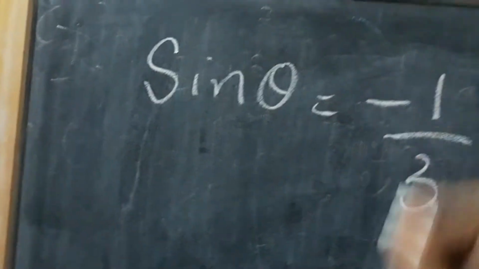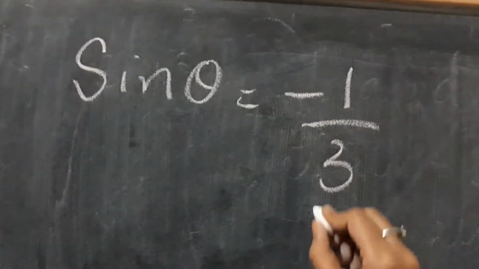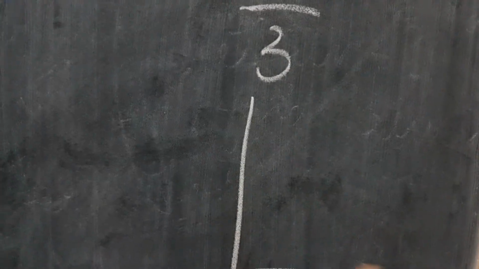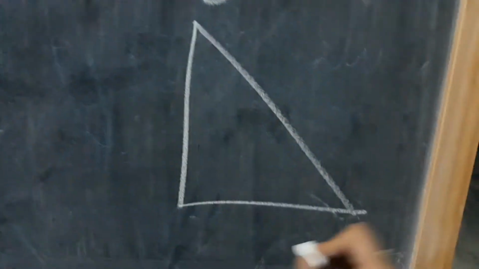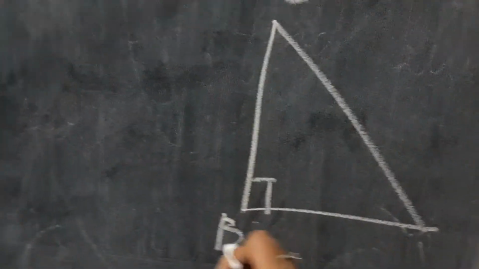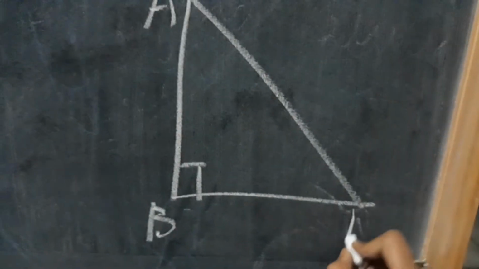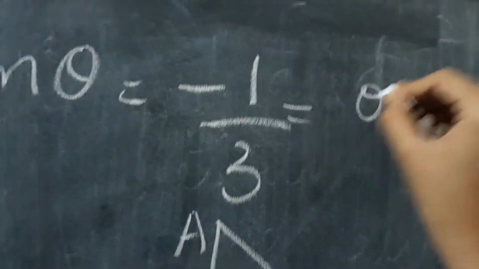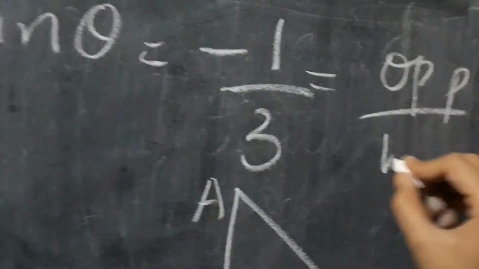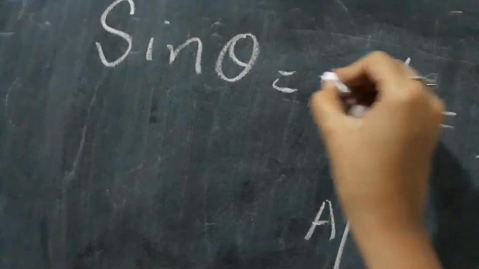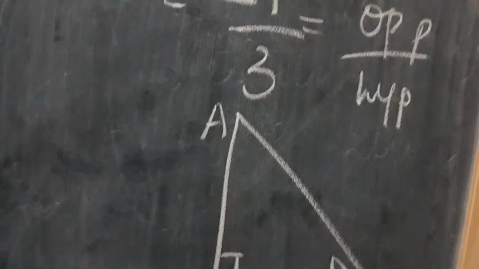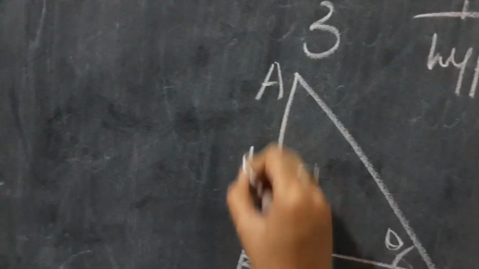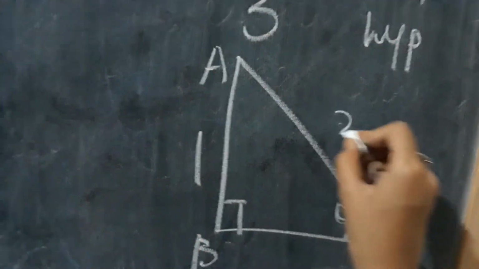That is, it is negative. Now let us draw this right angle triangle ABC, where this is theta. Sine theta is opposite by hypotenuse. We neglect the minus while keeping opposite. So the opposite to theta is 1 and the hypotenuse is 3.